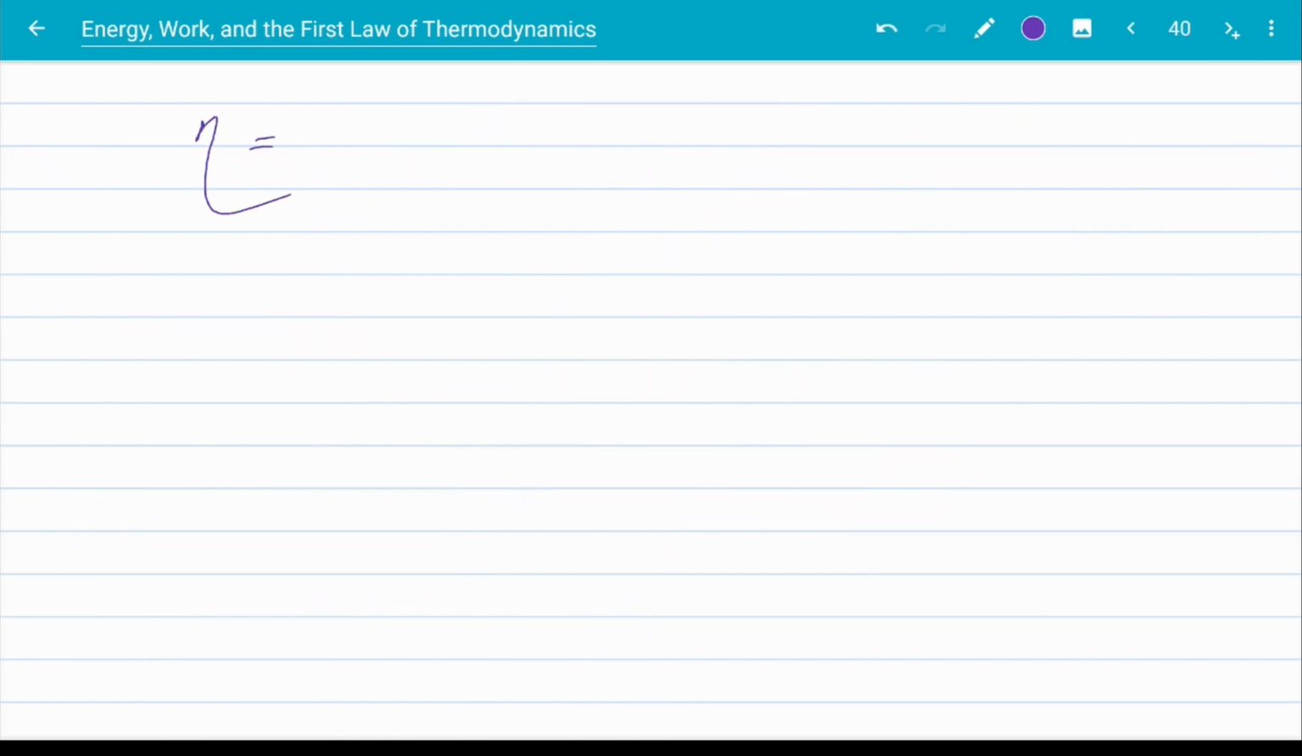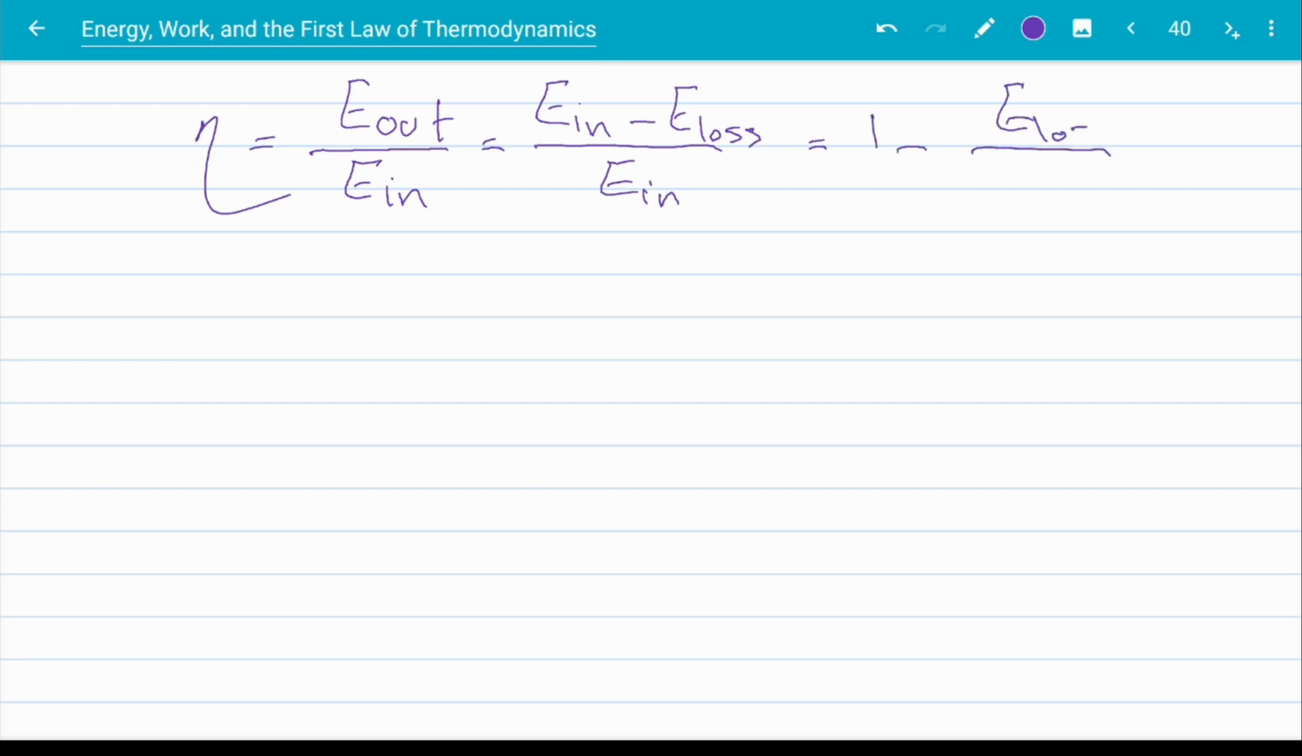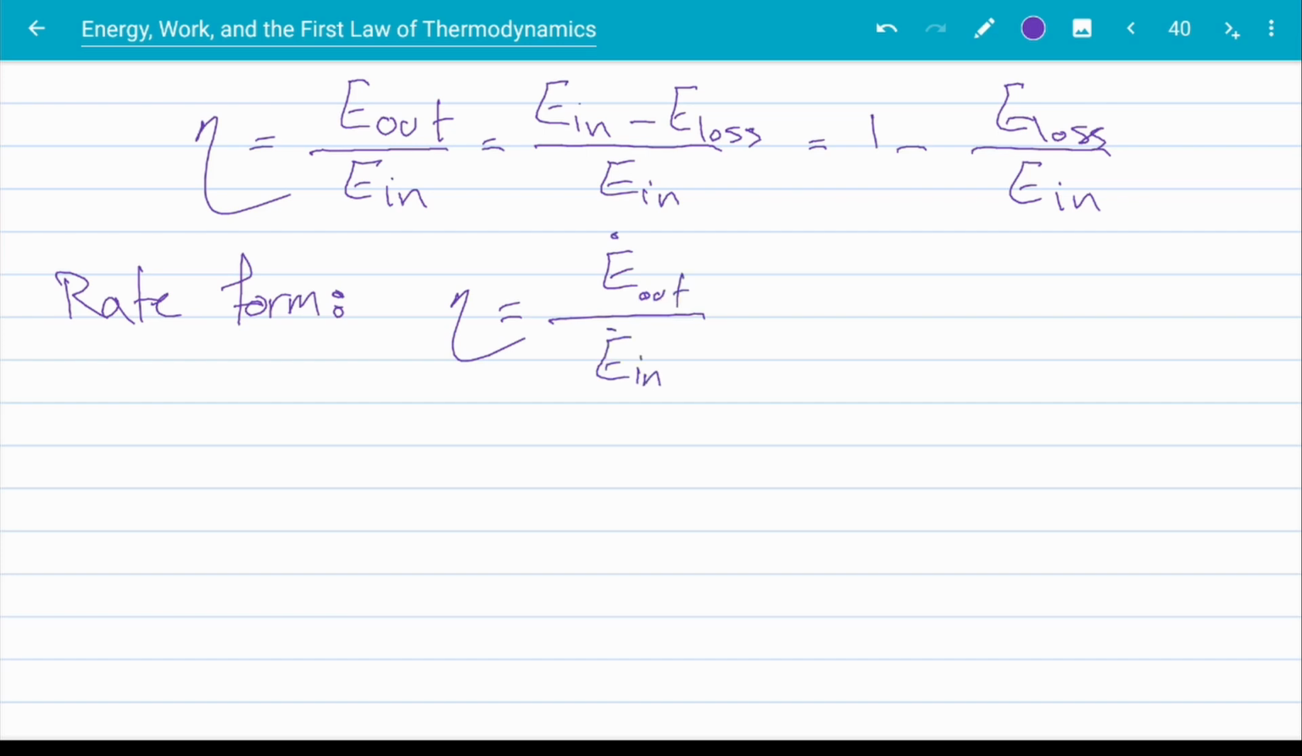Another way of expressing efficiency is writing it in the form of energy out over energy in, because usually energy out is our desired form of energy or work. Energy out is actually energy in minus energy loss. Now, energy loss can be anything. It can be because of the heat transfer out of the system, because of friction, because it has converted into some sort of internal energy, anything. E in minus E loss over E in can be written as 1 minus E loss over E in. Now finally, in the rate form, efficiency is E dot out over E dot in.